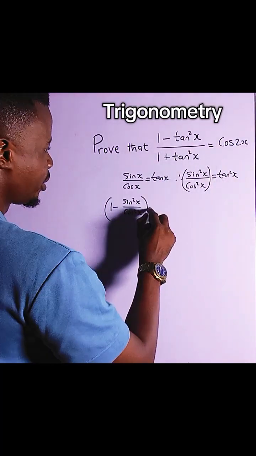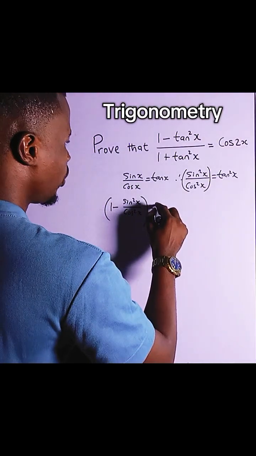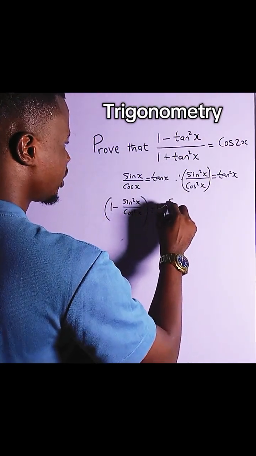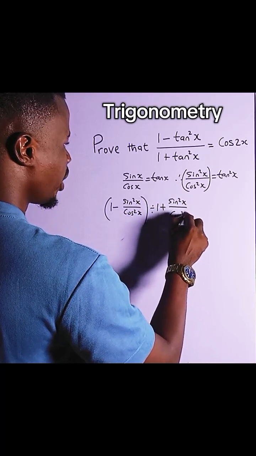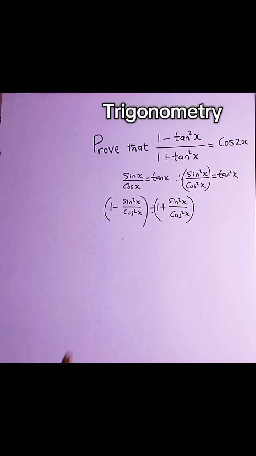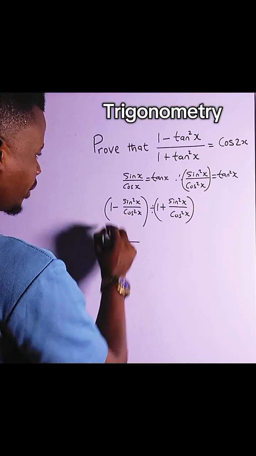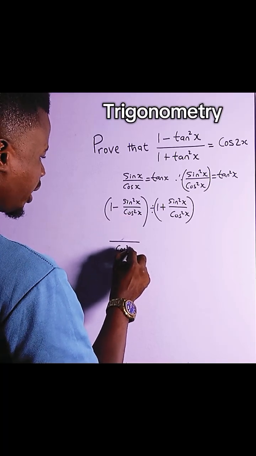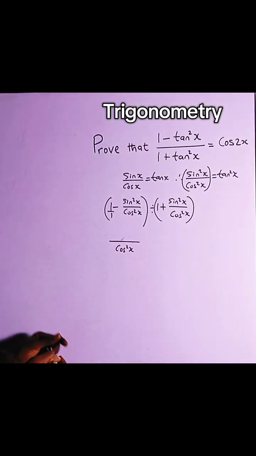Now for the division, I can separate it so that it gives more clarity. 1 plus sine square x all over cos square x. Now what do we do? Let's simplify the fractions. Now the LCM of this is what? Cos square x, because your 1 is something like 1 over 1. Your 1 is also a fraction.